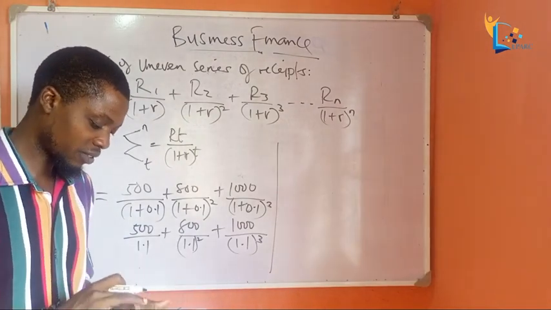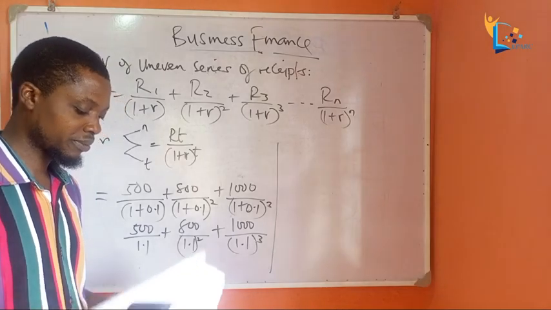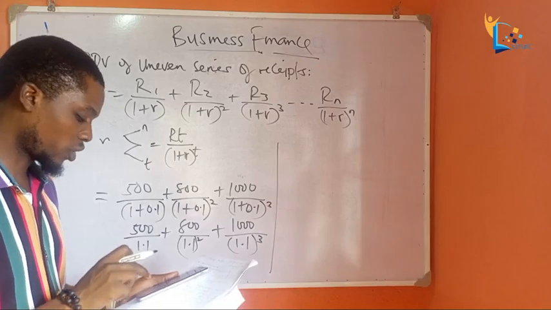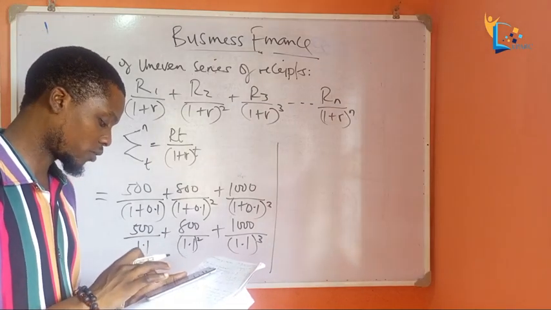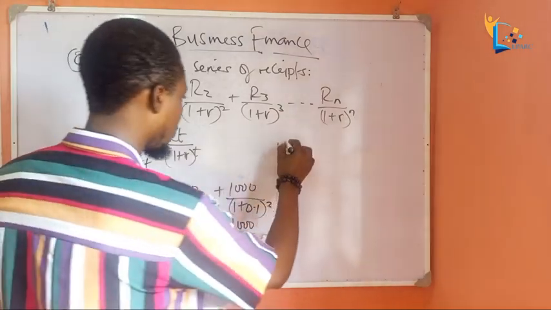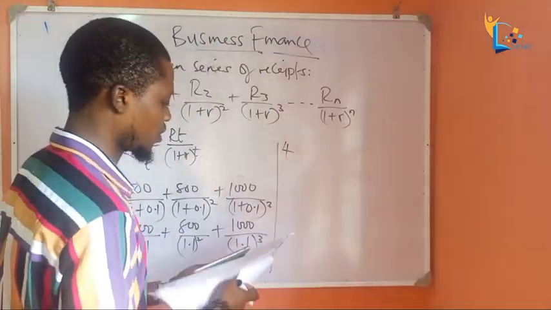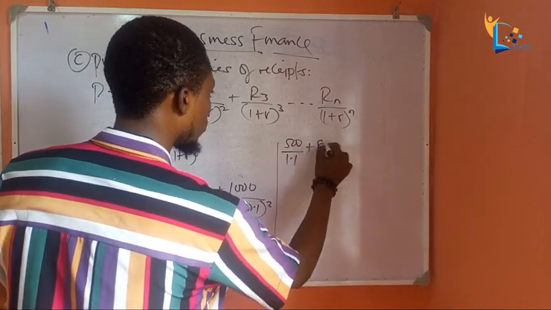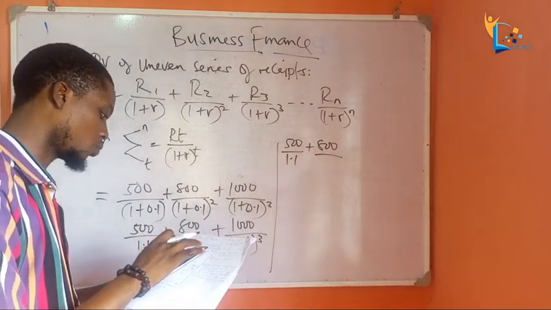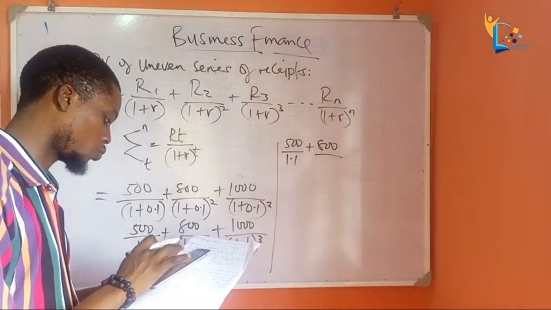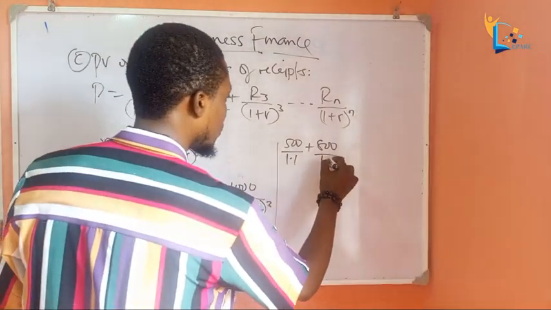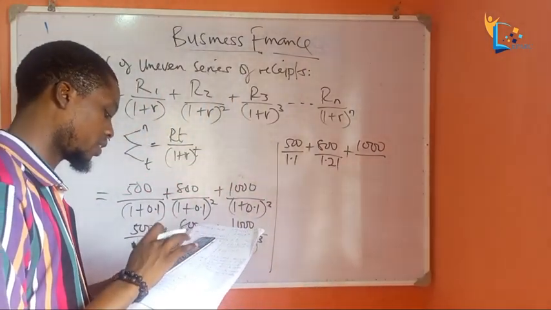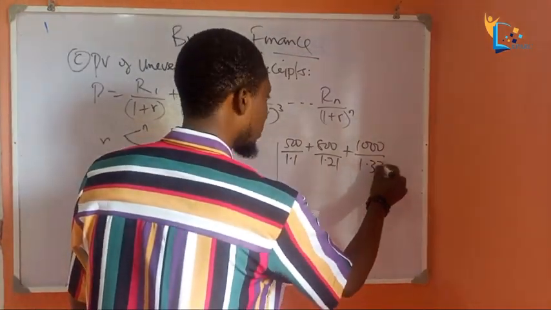So we have 500 divided by 1.1. Okay, let's get this first. 500 all over 1.1, plus 800 all over 1.1 raised to the power of 2, which is 1.21, plus 1000 all over 1.1 raised to the power of 3, that is 1.331.